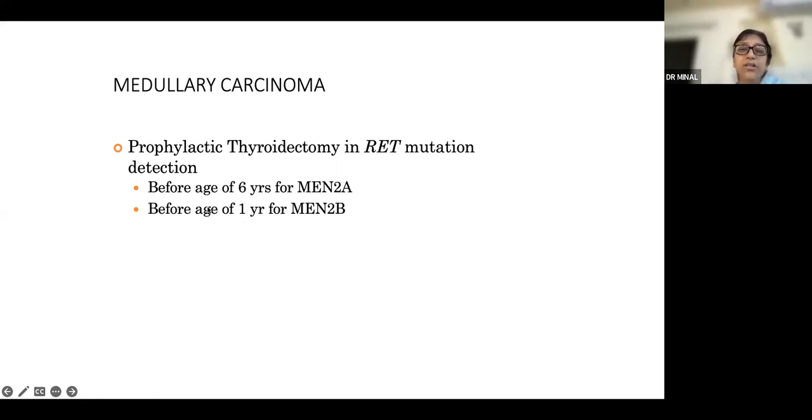But the recommendations are that in case of MEN2A, go for a total thyroidectomy before the age of 6 years, and for MEN2B, even do it before 1 year, if the RET mutation is positive.